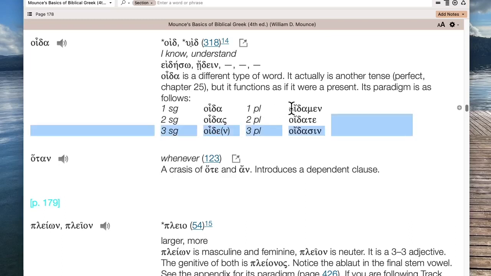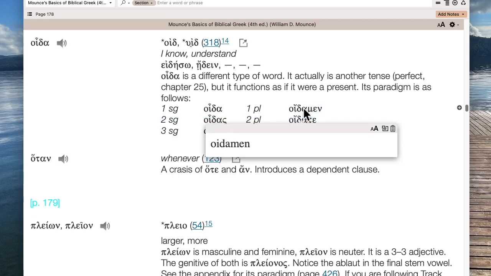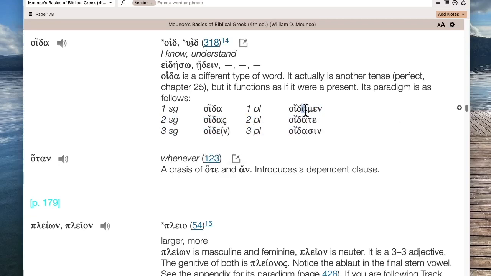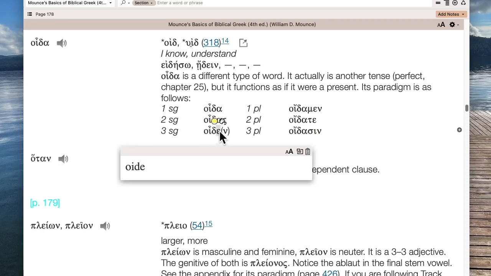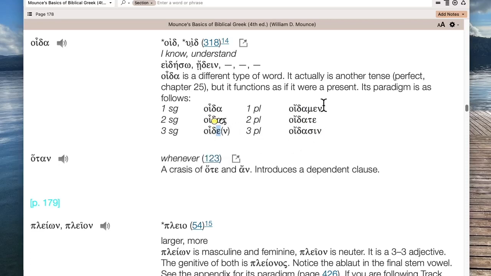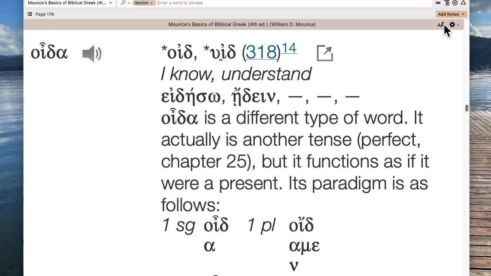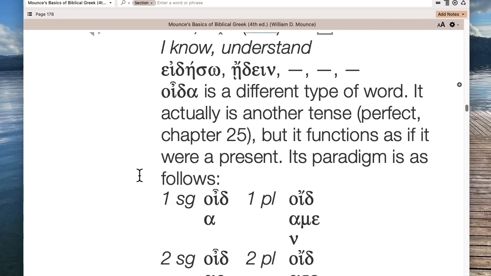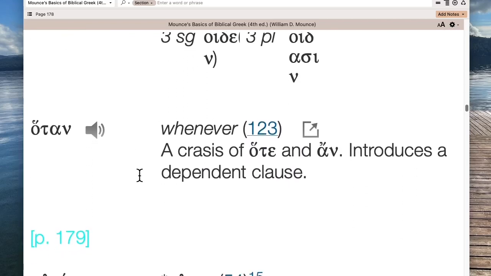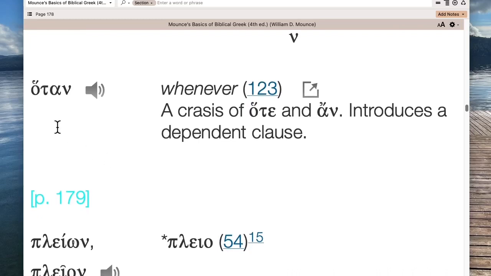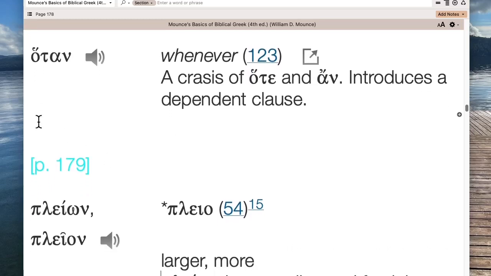We know, oidamen. Notice that the connecting vowel here is always an alpha. Oida, oidas. It shifts to an epsilon only in the third singular. Oidamen, though, is we know. Oidate, you all know. And oidasen, they know. So oida is a special case that we just need to remember separately from our normal form of the present tense form being our lexical form.